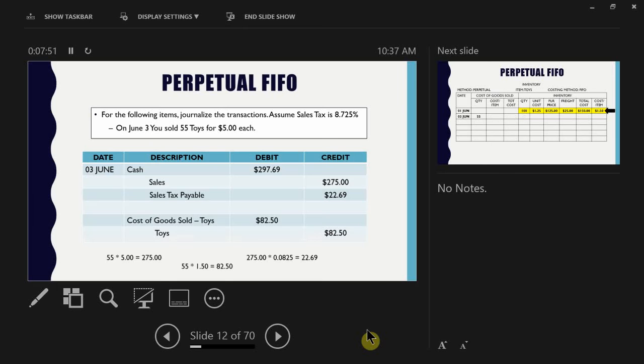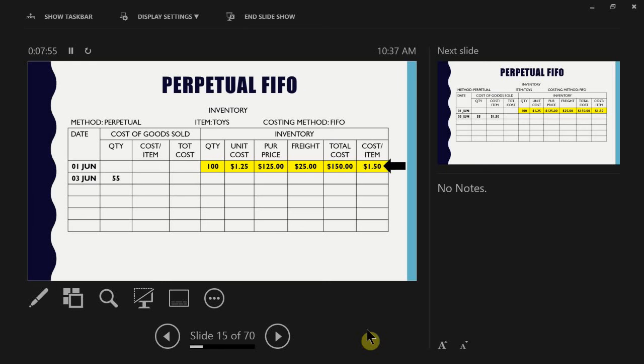So now that I calculated my cost of goods sold, in my journal, if you remember, it cost me $82.50 to sell. I only have one batch of inventory, so right now it costs me $1.50 per item. So in grand total, it cost me $82.50. Now, here's the crucial part. I need to update my inventory so I know how many items I have on hand at all times.